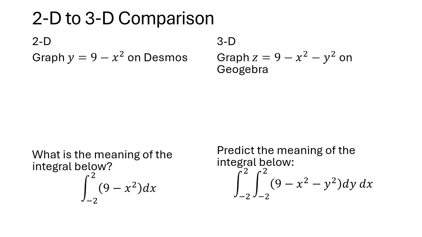Then consider what the graph of z equals 9 minus x squared minus y squared looks like on GeoGebra. And then think about what the meaning might be for an integral of that graph.